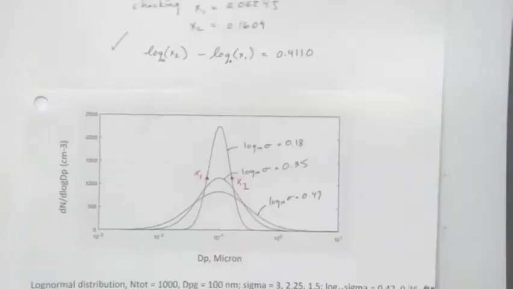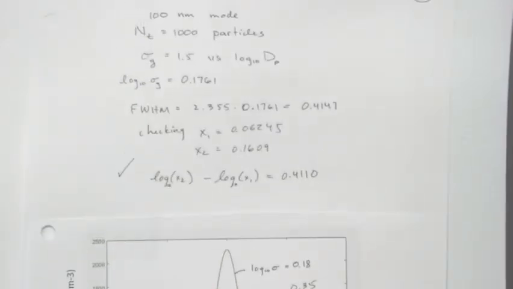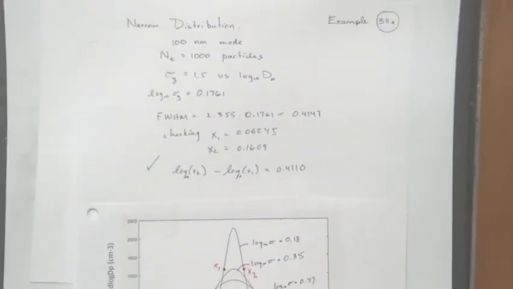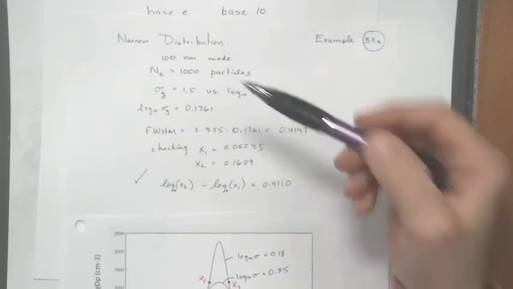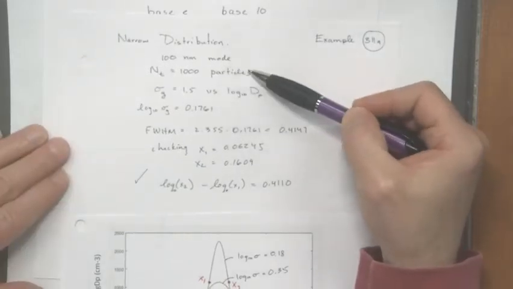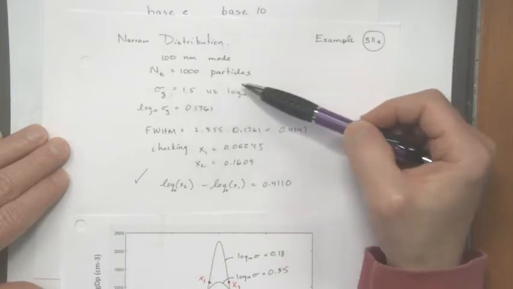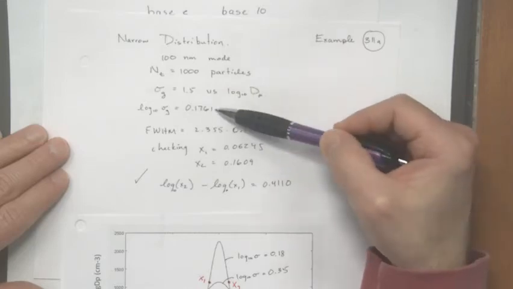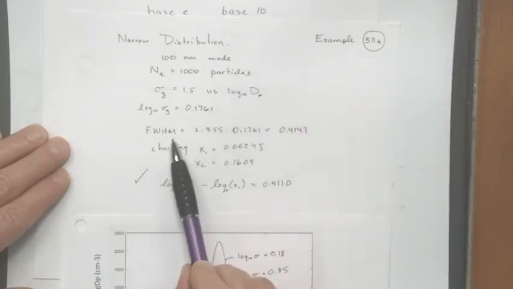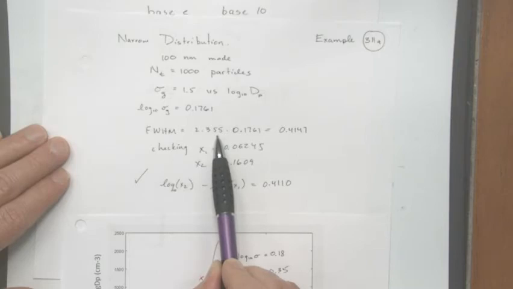So I'm just going to show that before I said that the full width at half maximum is related to the variance. So we're going to show that for the narrow distribution. So the narrow distribution, 100 nanometer mode, 1,000 particles, and its sigma g was 1.5, log 10 of sigma g was basically 0.18. Our formula said the full width at half maximum would be 2.355 times the log 10 of sigma g, or 0.42.